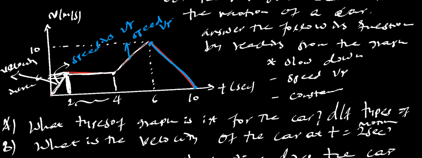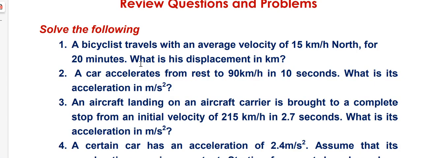Now, let's summarize some points on this chapter, and let me show you the textbook, and we will see the review questions together. Question number 1: a bicyclist travels with an average velocity of 15 kilometer per hour north for 20 seconds. What is his displacement in kilometer? So we have given here.